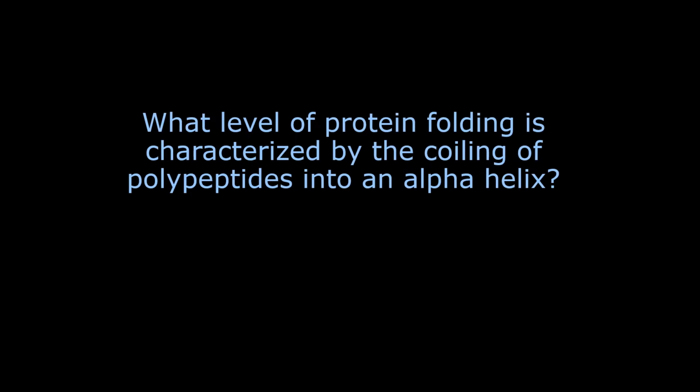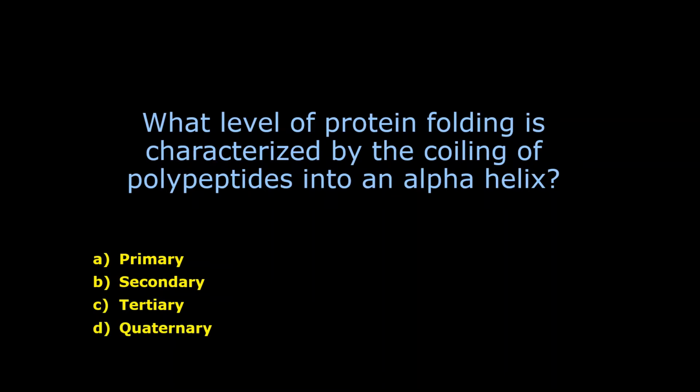What level of protein folding is characterized by the coiling of polypeptides into an alpha helix? All right, so we know that if I see an alpha helix or a beta pleated sheet, that is the second level of protein folding. Secondary, so we're looking for second or secondary, something like that. Primary? Nope. Secondary? Yep. Tertiary? Nope. Quaternary? Nope. So let's see it. Drum roll, please. Boom, boom, boom. And that's beautiful. Got it.